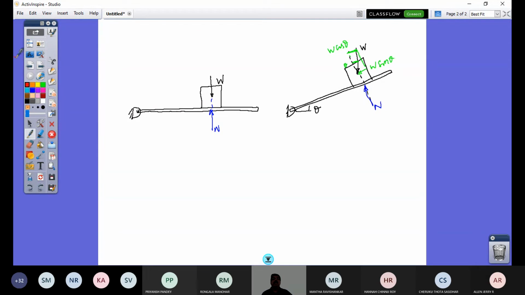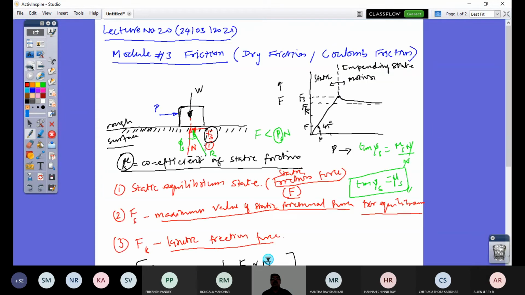The discussion goes in a similar way to what we have looked at here. When I apply a force P, which is a very small value, there is a reaction force, friction force F, balancing it. That would go up to the maximum value of Fs. Till then it is balancing. After that it cannot balance. That is the maximum value for equilibrium. That's what we have seen.